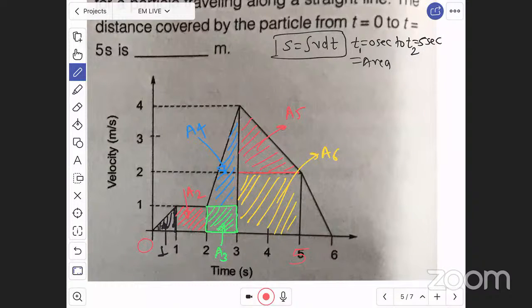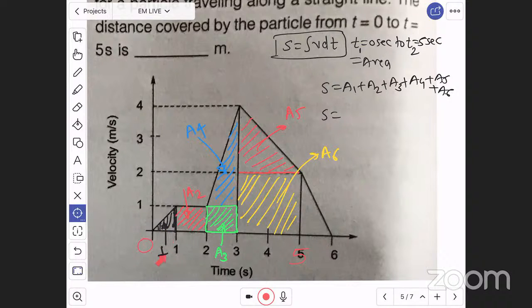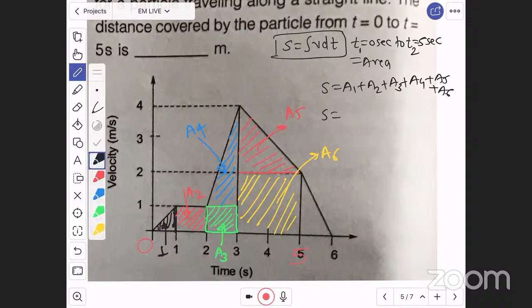6 सेकंड तक मत जाना, उन्होंने 5 सेकंड तक ही पूछा है. Therefore can I say displacement is equal to A1 plus A2 plus A3 plus A4 plus A5 plus A6, all these 6 areas. Now let us find them. Let us find all these areas. Therefore S is equal to, now A1, it is a triangle. Let us say this is A1, area 1.